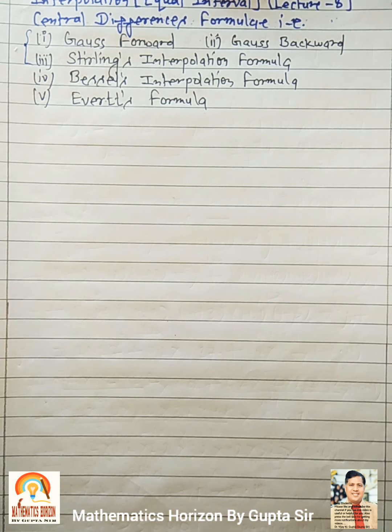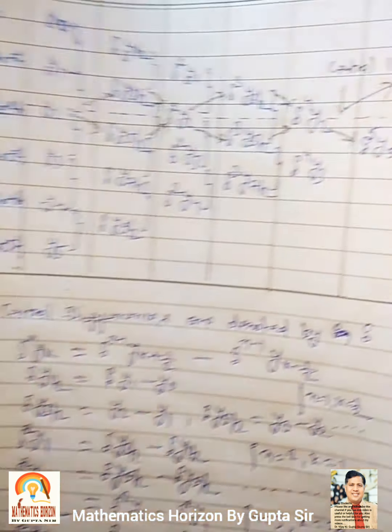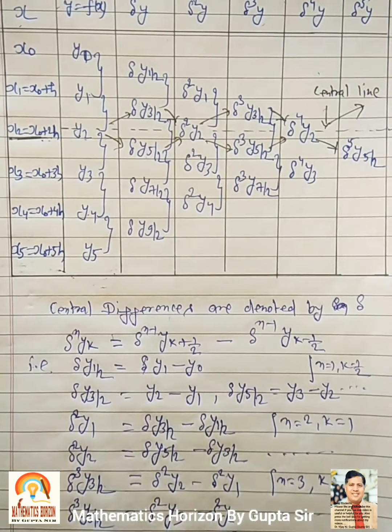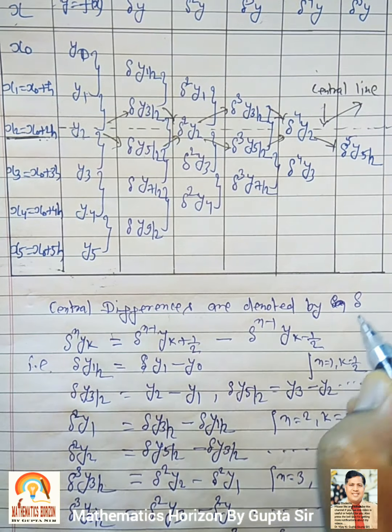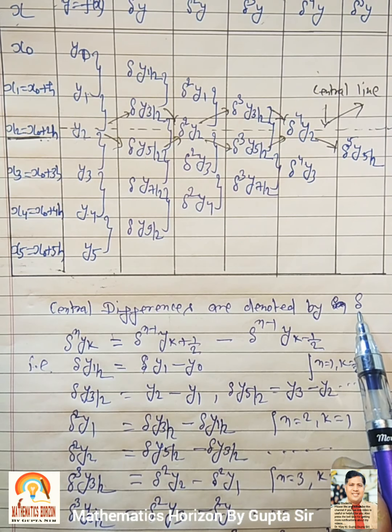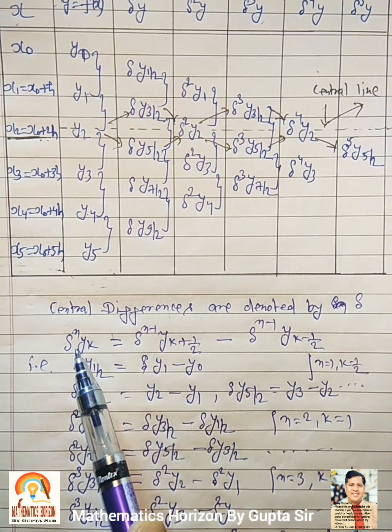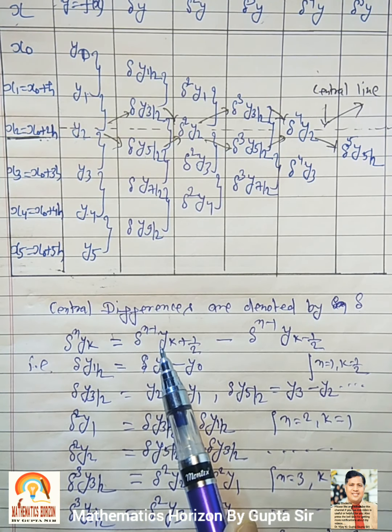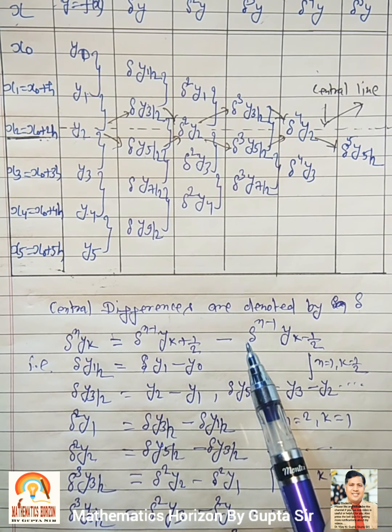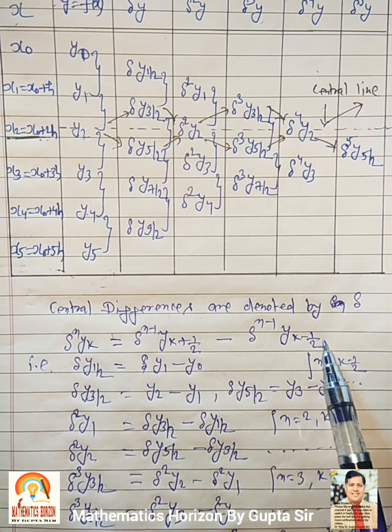Now, what are the central differences? As I told you in my earlier classes on finite differences, lecture number 1, the definition of central differences. Central differences are denoted by del. This del operator is called the central differences operator, and the definition of del is: del^n y_k equals del^(n-1) y_(k+1/2) minus del^(n-1) y_(k-1/2).